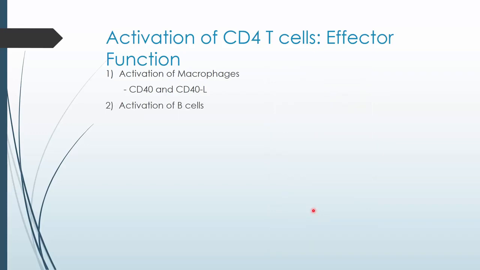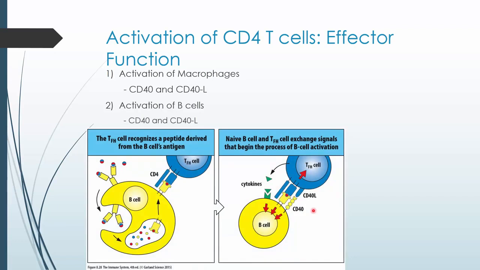All right, the second function of CD4 cells that we're going to talk about today is activation of B cells. This also uses CD40 ligand. So an activated T cell makes CD40 ligand. If that T cell interacts with a B cell that has the MHC that corresponds to that T cell receptor, and the T cell is active, it will provide the B cell with CD40 ligand.